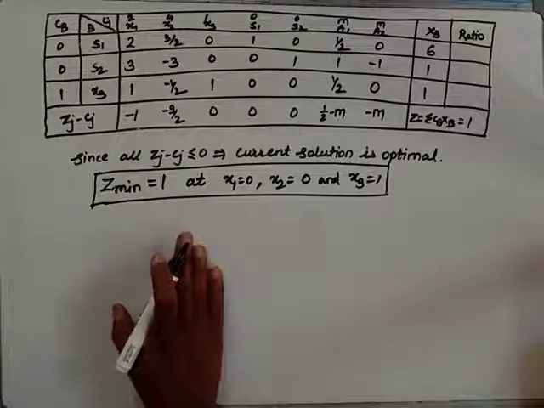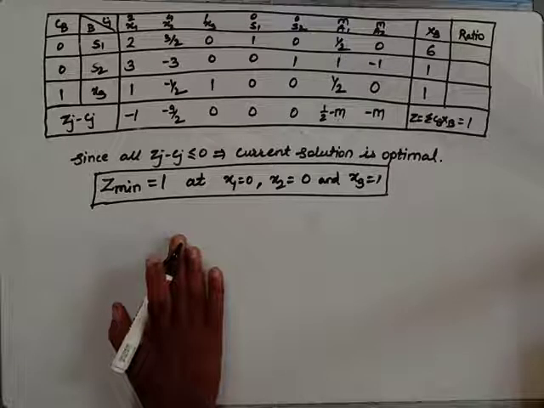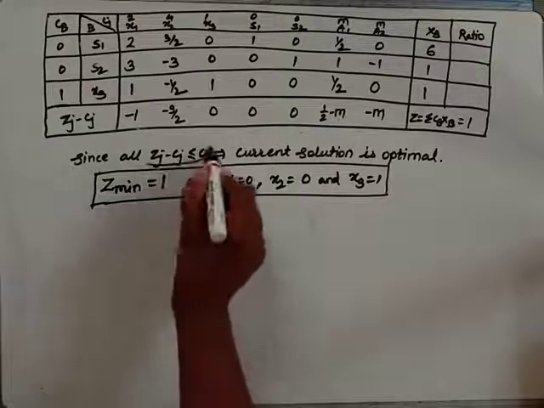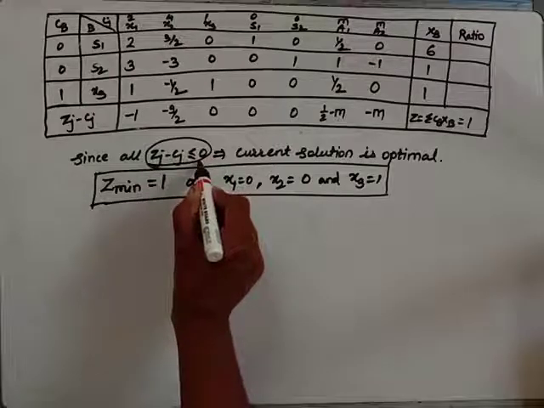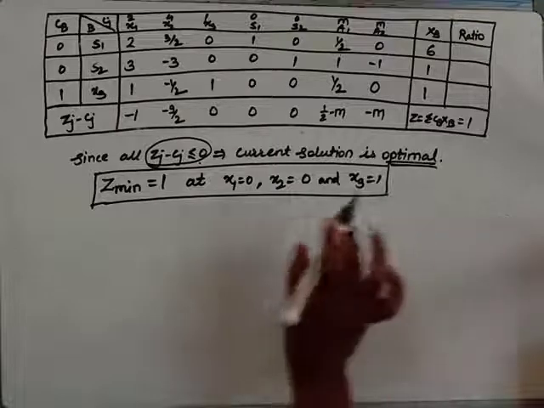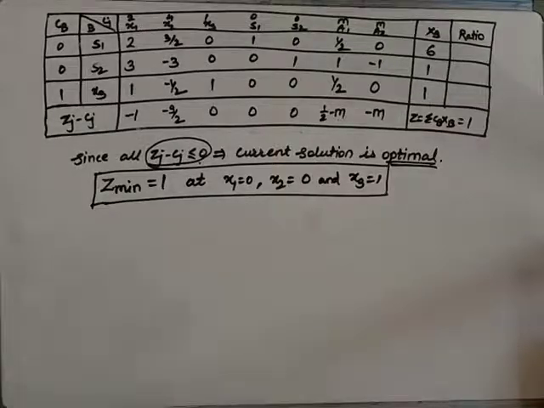So here this minimization type of problem can be solved as such by taking the most positive element as the pivot column, and we have to look for all Zj minus Cj less than or equal to 0, then it is optimal, otherwise not. Remember this. Now in the next video we will start the duality. Let me tell you what that is in that one.